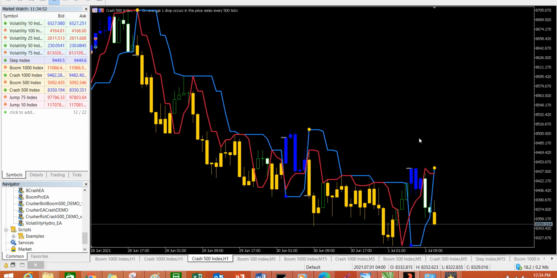This is Crash 500, and I'm using the NT indicator for this. It's been on a very strong downtrend starting from here. There are little uptrends in between, but right now it is still on a downtrend and might be getting to this support level before there will be a pullback.